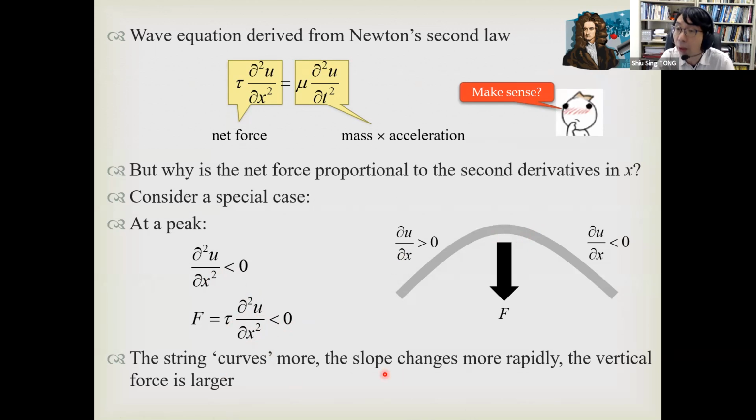It measures how curved the peak is at the top. If the peak is very curved and sharp, then the downward force will be large. If the peak is gentle, the curve is relatively smooth, then the downward force is small. That is the meaning. It measures how fast the slope changes. If the slope is changing fast, then you have a large downward force. If the slope is changing gently, then you have a small downward force. Okay, so now you understand why there's such a factor.